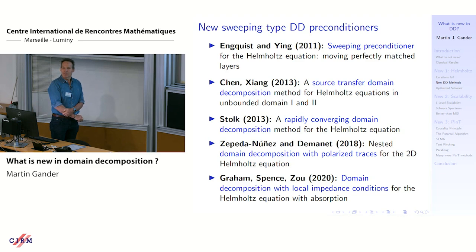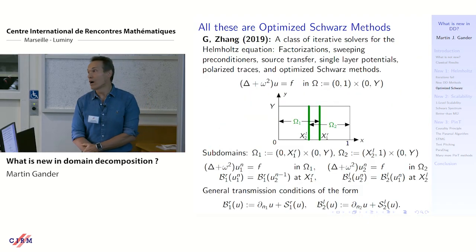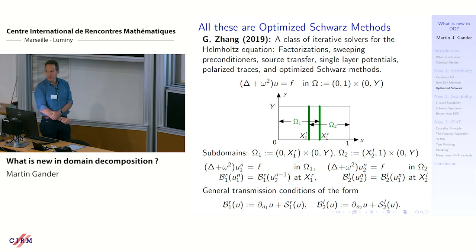And all these papers are written in different type, different form, different notation, different mathematics. And we try to understand what they are and what they do, and they are all based on a common principle, which you find in optimized Schwarz methods. What they do, they still do classical Schwarz subdomain iterations with or without overlap, but they use different transmission conditions.